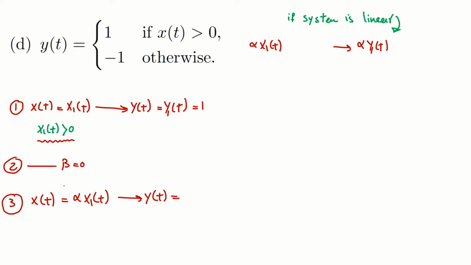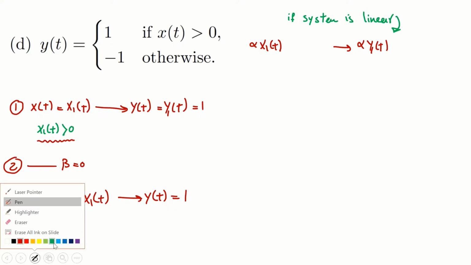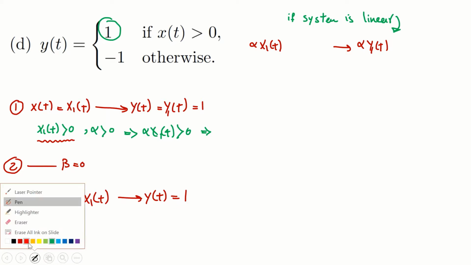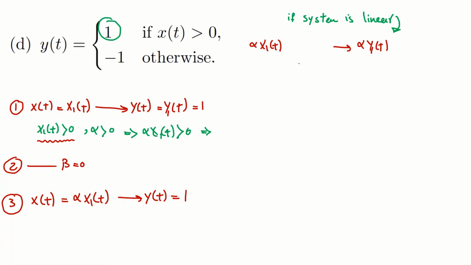Well, we assume that x1(t) is positive and alpha is positive, so that means the output would be 1. Why? That's because x1(t) is positive, alpha is positive, then alpha x1(t) would also be positive, and that means the output should be 1. Okay, so this is the output, and I should check to see whether this matches what we expected from a linear system or not.